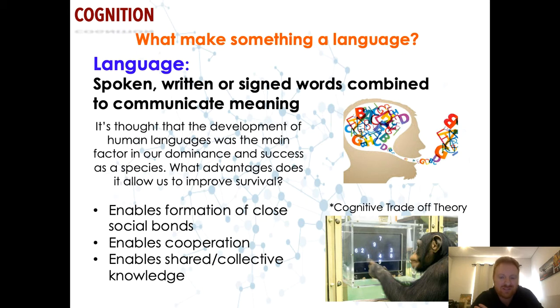Now, one of the interesting ideas about memory is that we gave up some of our memory abilities to be able to develop our language abilities. And that's shown in one of the famous experiments to talk about this idea of cognitive trade-off theory. Cognitive trade-off theory says that when you look at chimpanzees, they have a much more adept short-term working memory ability than humans do.